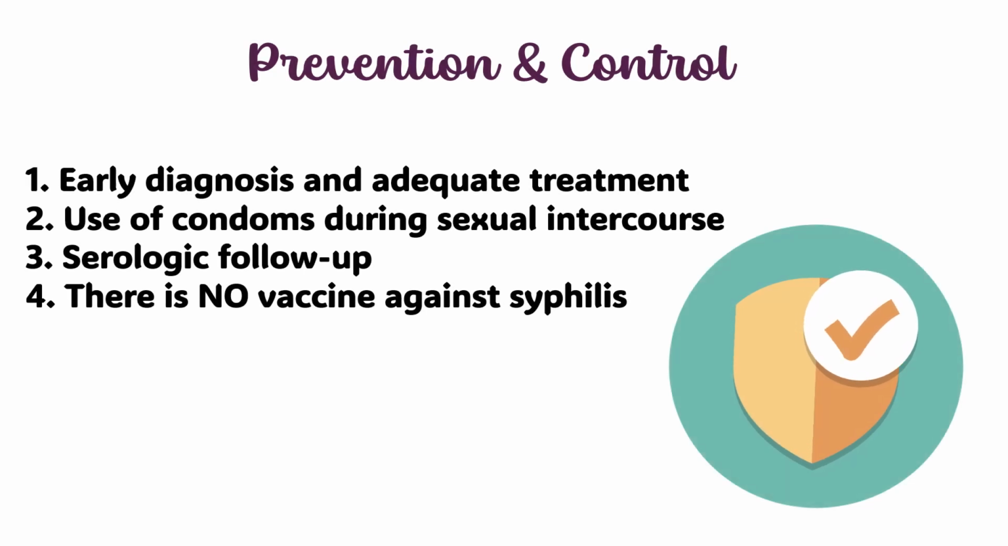For the prevention and control of syphilis, early diagnosis and adequate treatment are widely advised. Condoms should be used during the sexual intercourse. Serologic follow-up should be done to the infected individuals and their contacts. Sadly, there is no vaccine against syphilis because the outer membrane of Treponema pallidum has too few surface proteins for an antibody to be effective.